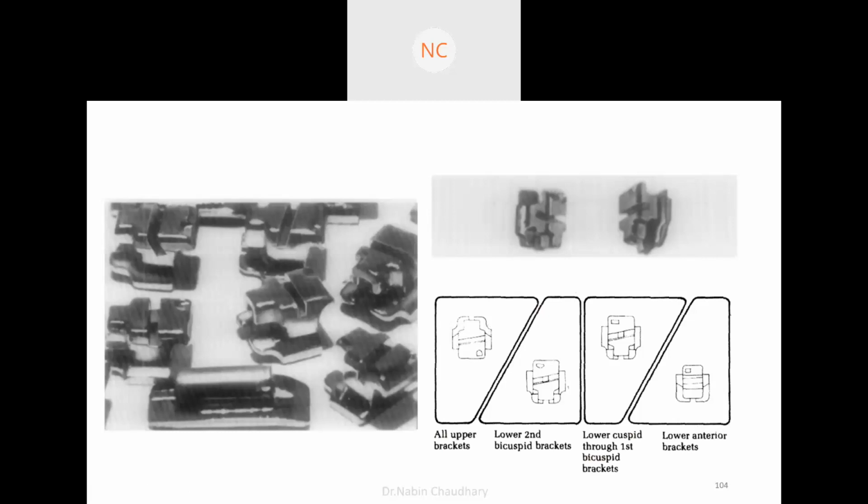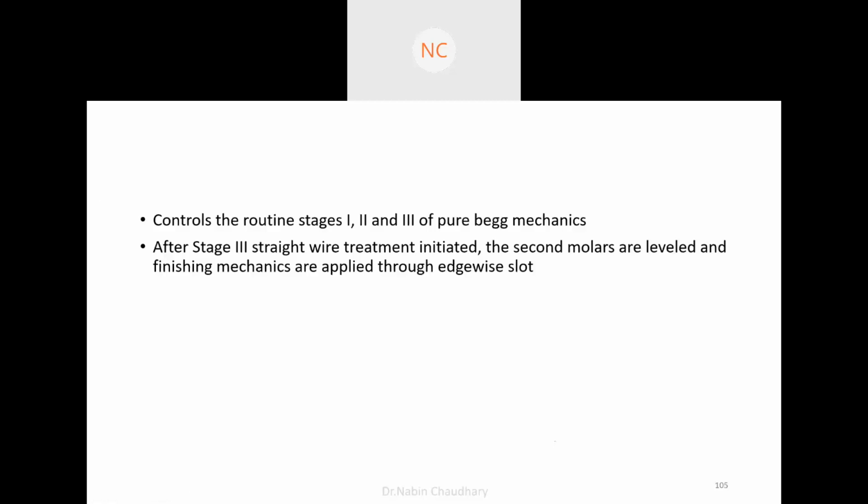During stage 1, stage 2, and stage 3, the Begg slot is utilized in order to achieve the advantages of the Begg appliance. And once the space is closed, the arch wire is inserted into the edgewise slot, so that root uprighting can be achieved better in the fourth stage.